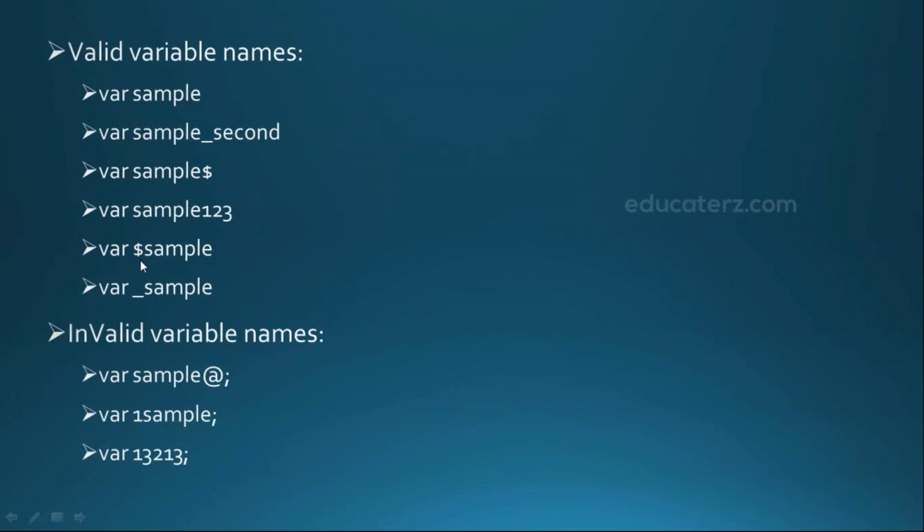In the fifth one, I used dollar as a prefix for the variable and later underscore as a prefix for the variable. So all these combinations are valid variable names.